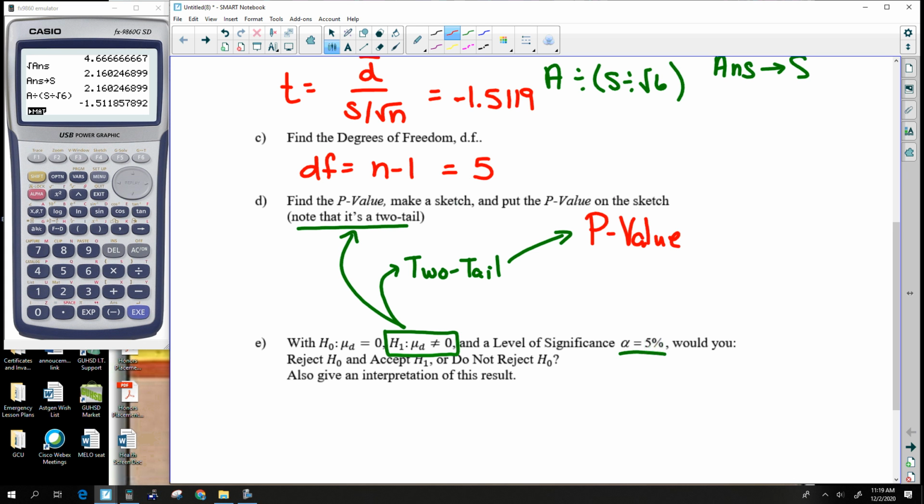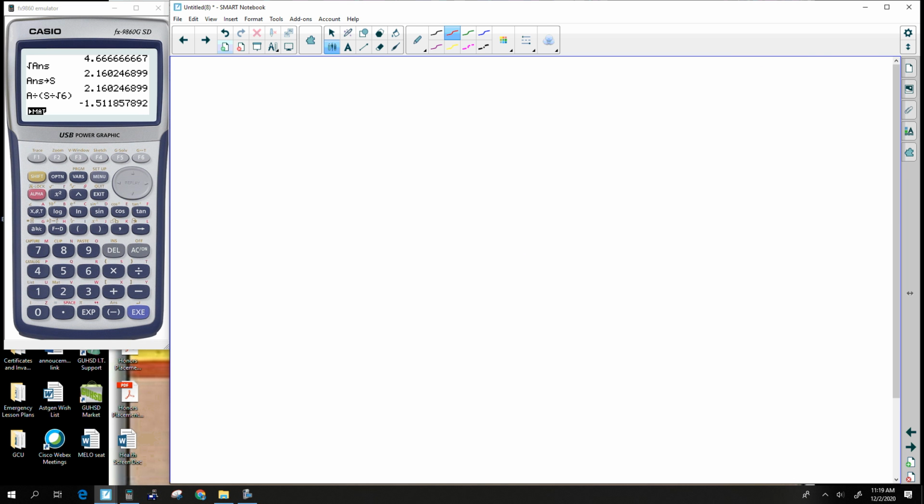So let's go ahead and find this p-value, keeping in mind that, yes, this is a two-tailed test. Okay, this is going to be built upon the answers that we just got, which is a t of 1.5119 and a degree of freedom of 5. Okay, to get this p-value and we have a t, we obviously look at the t-table. This is a two-tailed, so 1.5119, with a degree of freedom of 5.